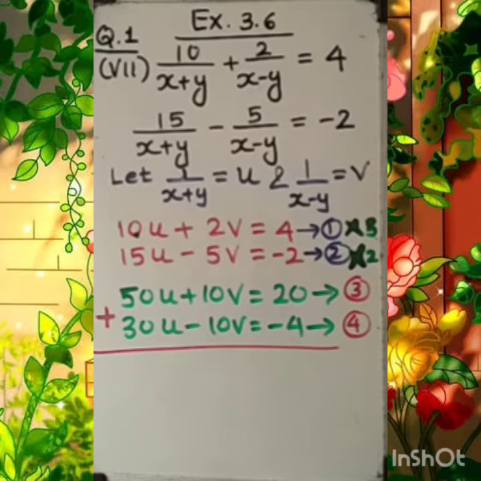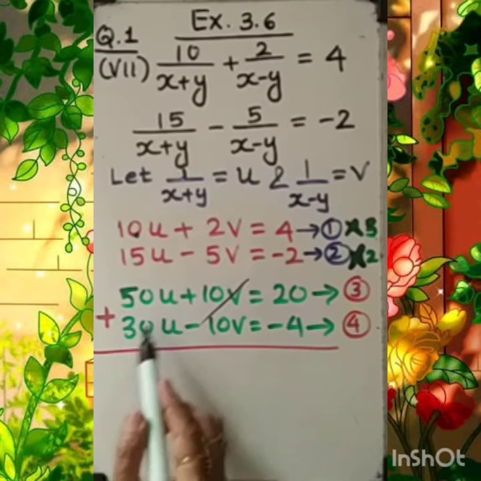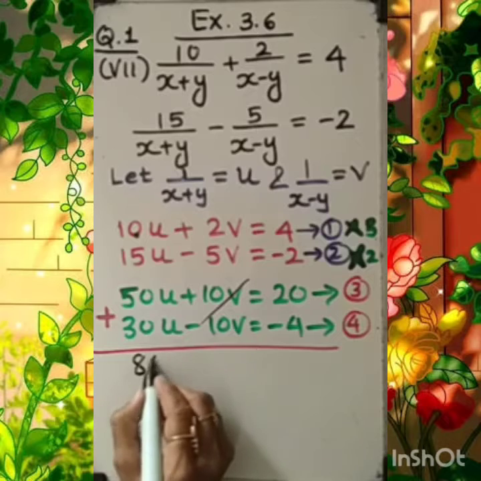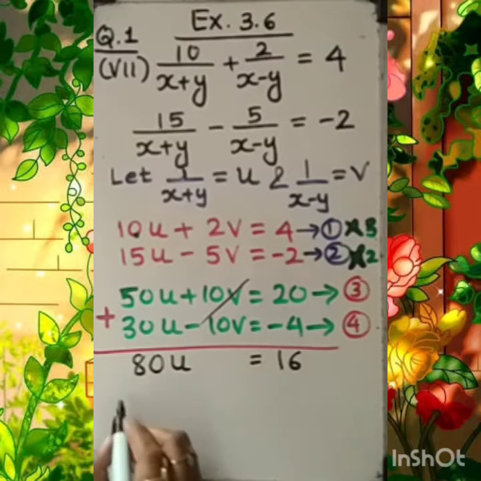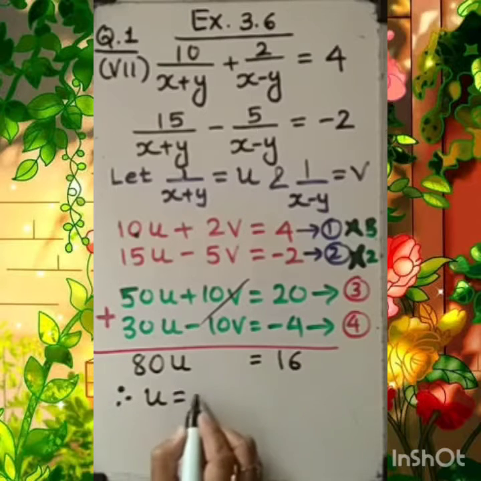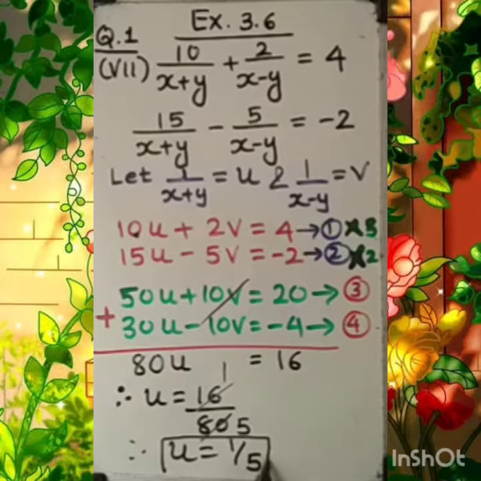Fine. Now you can see the v terms have been cancelled. So what will be left? 50 plus 30 gives the result 80u. 20 minus 4 gives the result 16. Therefore, u equal to 16 divided by 80. This 80 will be in the denominator. We know very well 16 fives are 80. So the value of u is 1 upon 5.